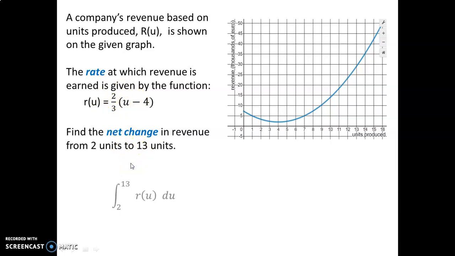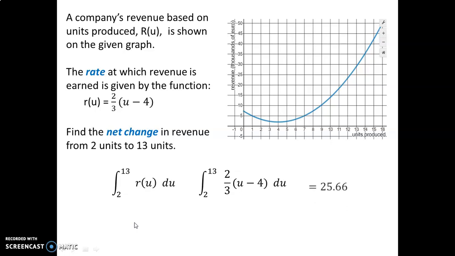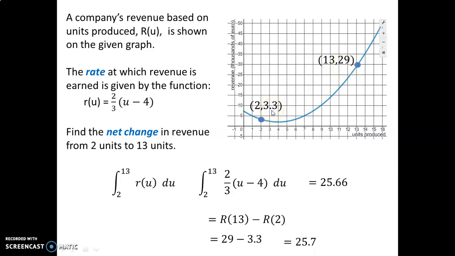Now let's check our work. So we run the integral of the rate function between 2 and 13. That is this, and on our calculator we get this value. So that tells us that revenue has changed by that much between 2 units produced and 13 units produced. Let's double check that. That integral represents this, the revenue at 13 and the revenue at 2. And confirming on my graph, the revenue at 13 units is 29,000 and the revenue at 2 is 3.3. Subtract those and we get the same answer. Amazing.